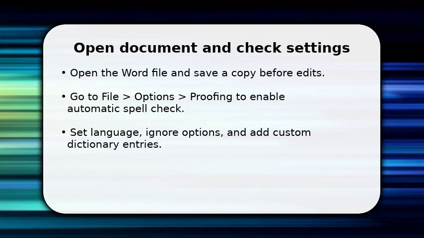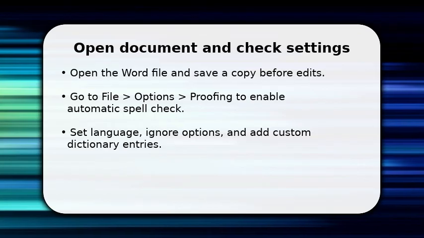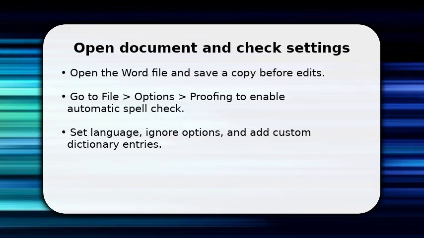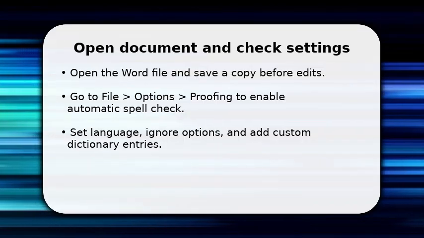You start by opening the document and saving a copy. This preserves the original. Once done, navigate to File, Options, then Proofing to enable spelling and grammar checks. Make sure to set the correct language and review Ignore settings so Word doesn't skip flagged items. If you use specialized terms, add them to your custom dictionaries. This prevents repeated false positives and speeds up the check.